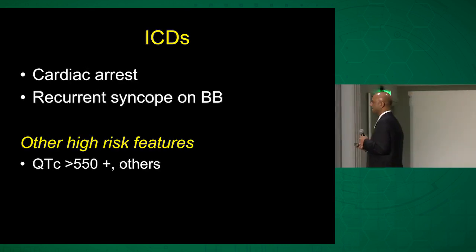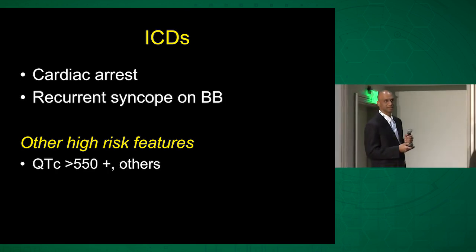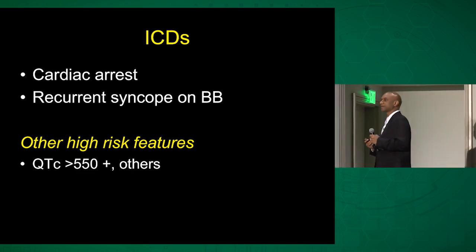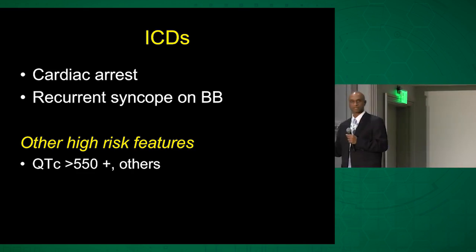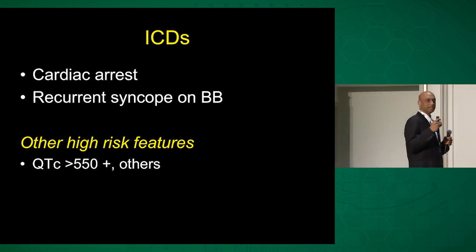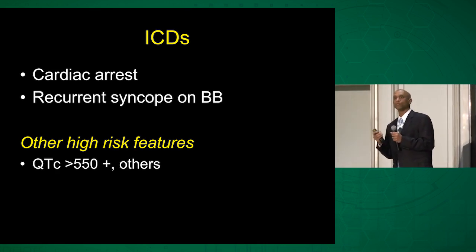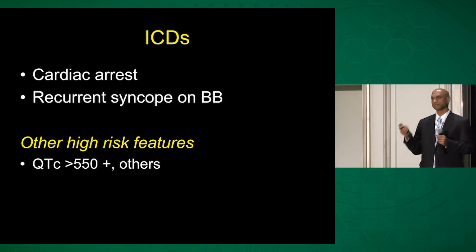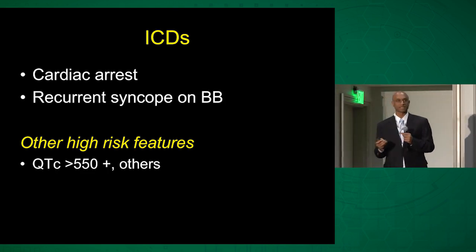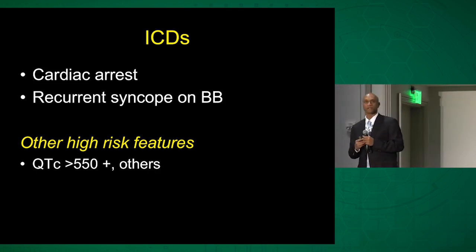So who should get an ICD among these patients? Of course, patients who have had cardiac arrest clearly would benefit from an ICD. Patients having recurrent syncope after treatment with beta blocker would also be straightforward candidates for ICD. In addition, decisions should be individualized to identify specific high-risk patients who might benefit from ICD placement after treatment with beta blockers. These may include patients with a very prolonged QT interval, patients with the JLN subtype of long QT syndrome, and so on.